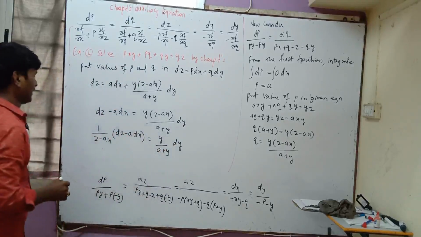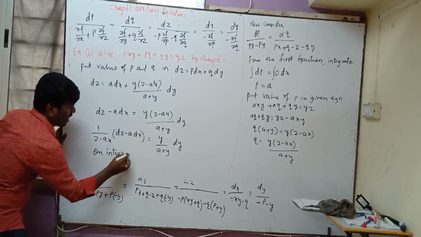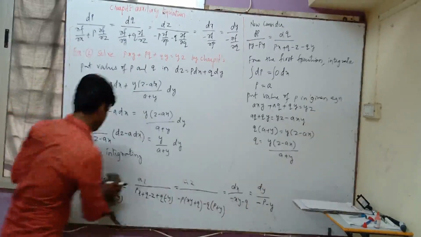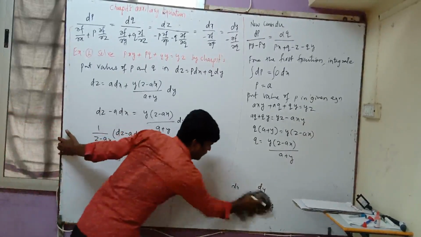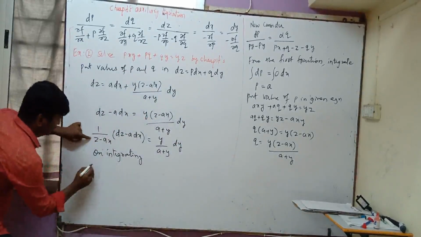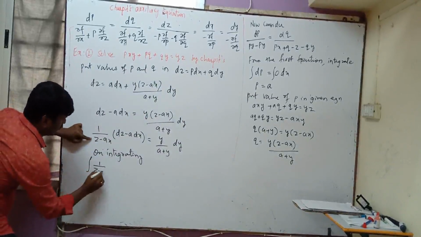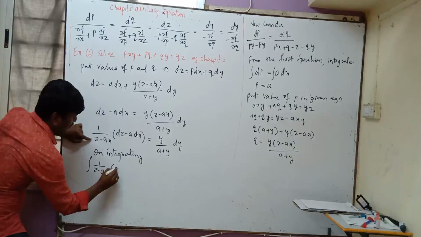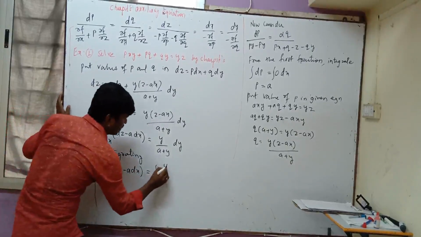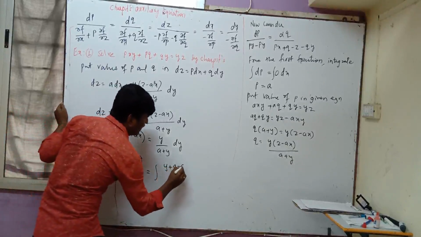Now, on integrating, we get the integration of 1/(z - ax) times (dz - a dx) equal to the integration of y/(a + y) dy. I can add here plus a and minus a.